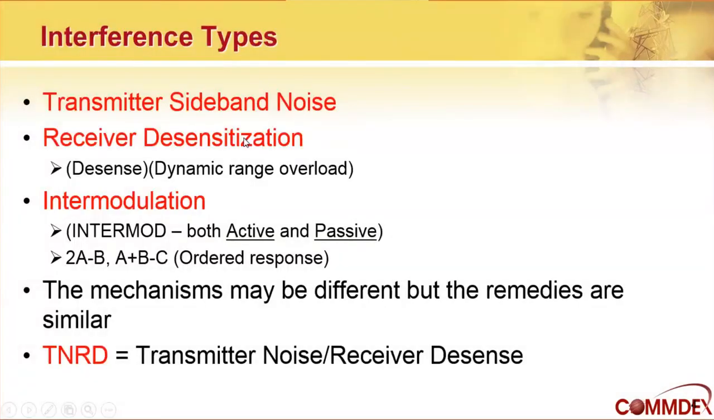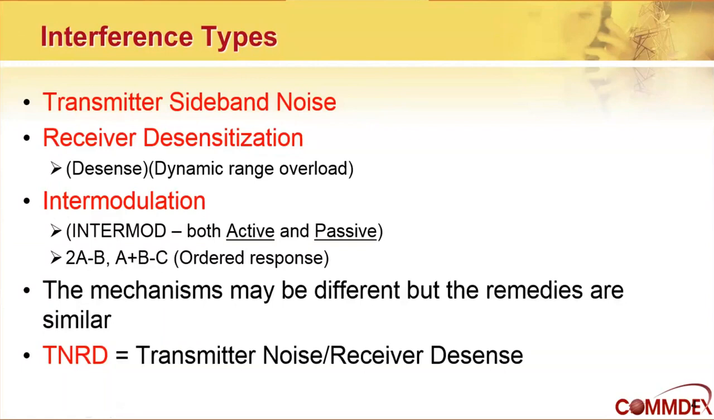So we need to know the enemy. What are the types of interference? First, we've got transmitter sideband noise. This is the noise that every transmitter makes. These are off-frequency emissions that can get into nearby receivers that we want to reduce.